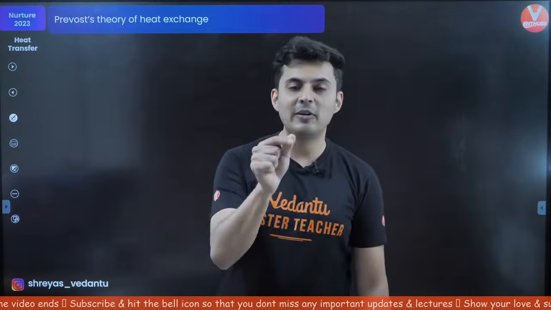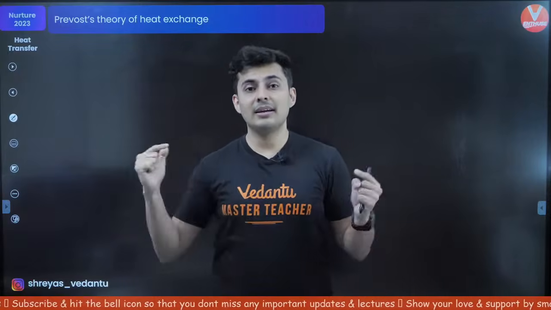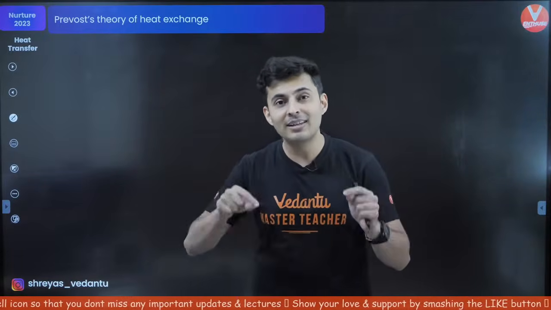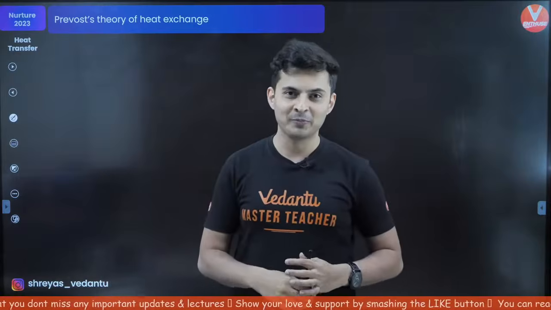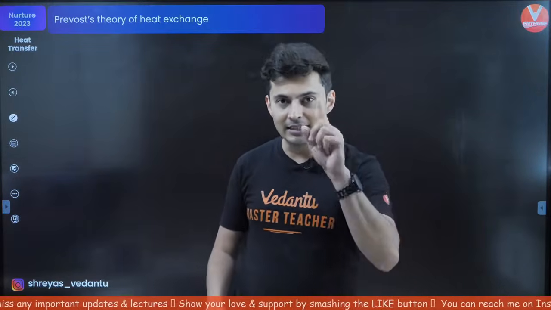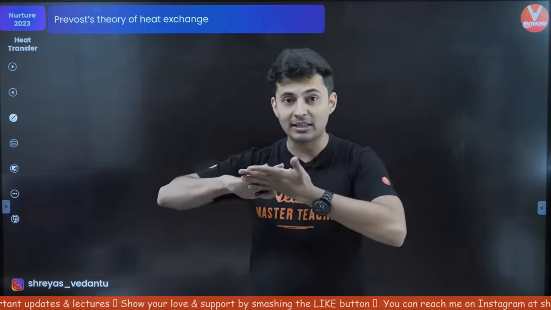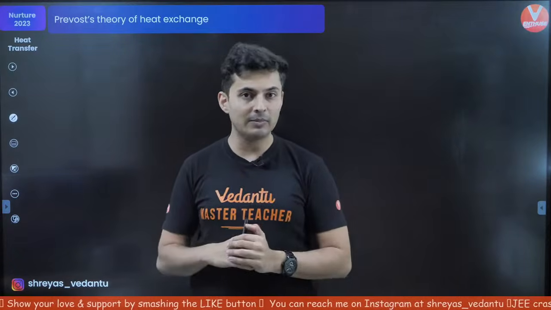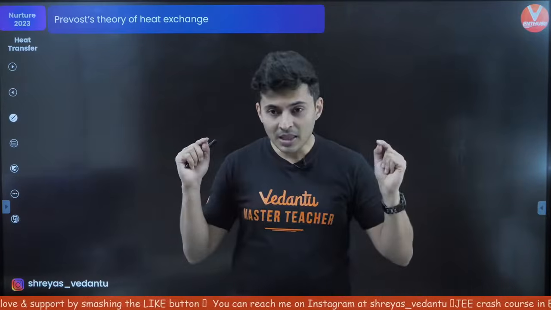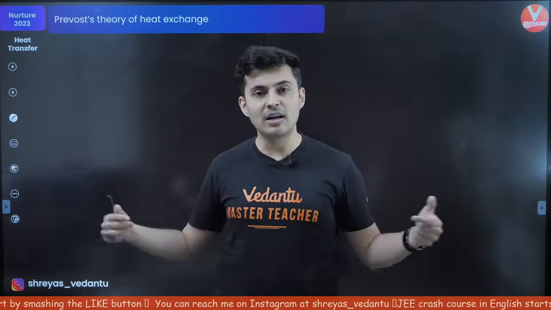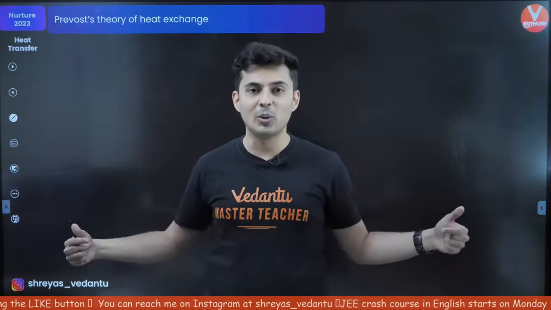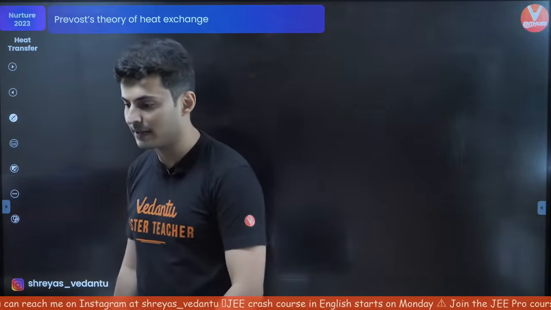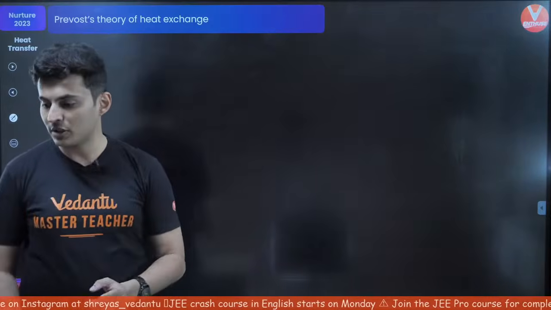So radiation is a very good exception where the heat transfer occurs even at thermal equilibrium, but the net heat transfer is zero. I will repeat: in conduction, when bodies touch, heat transfer stops when thermal equilibrium is reached. But in radiation, even in thermal equilibrium, heat transfer occurs both ways, but it is equal. Hence the net heat transfer is zero. I hope this is clear and understood.